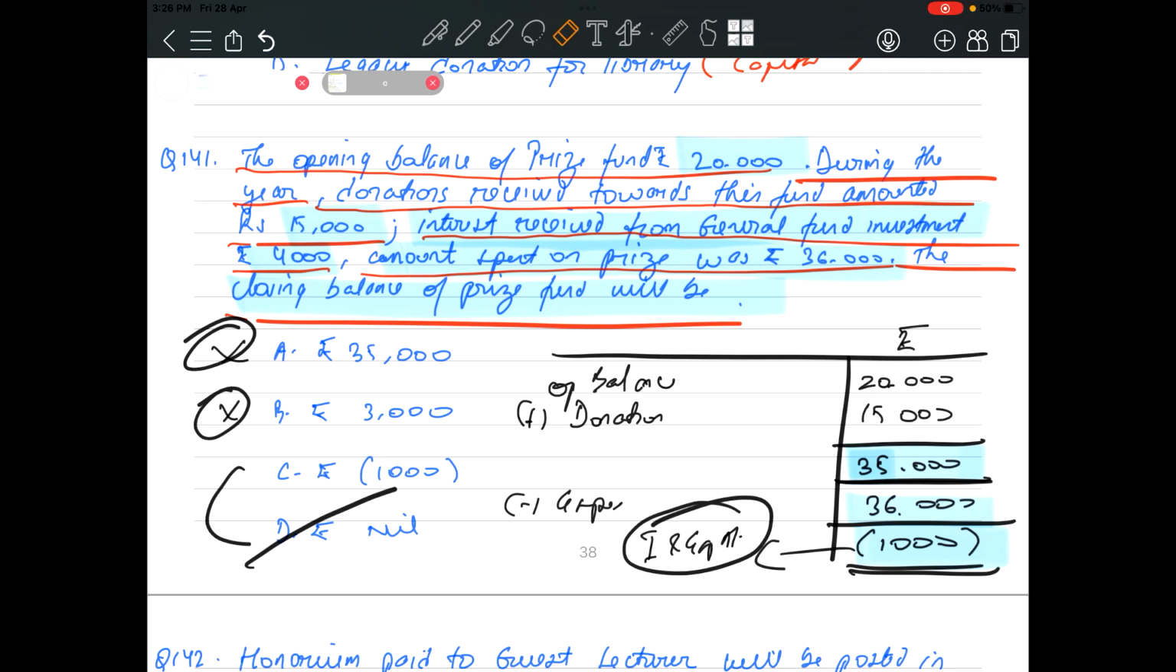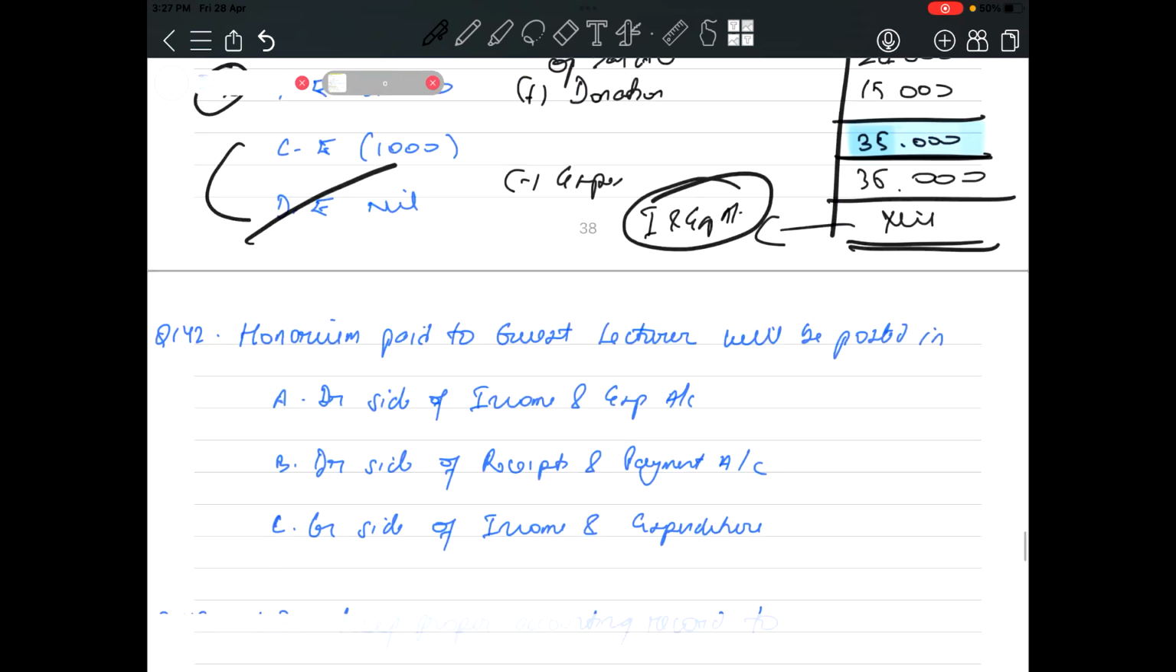So from the fund we will debit only 35,000, we will less 35,000 from the fund, and the balance will be nil. We have 35,000 and we spend 35,000. I hope this is clear.